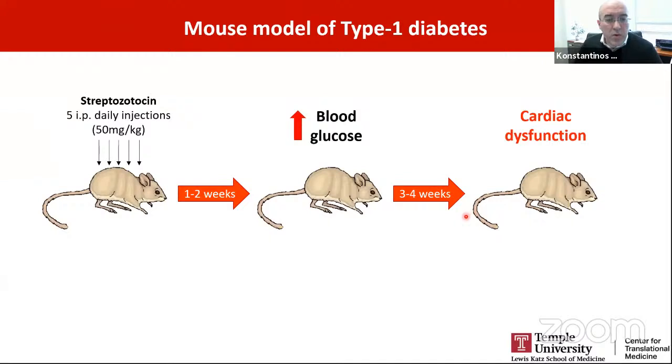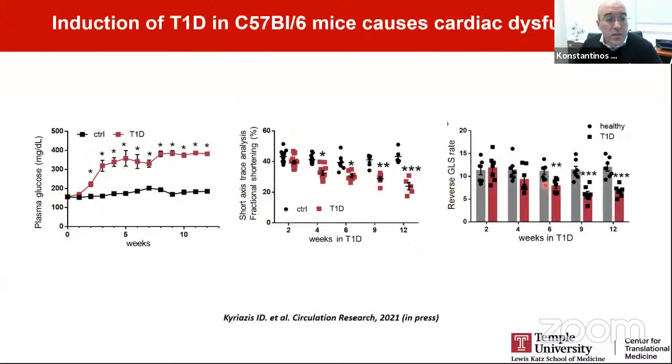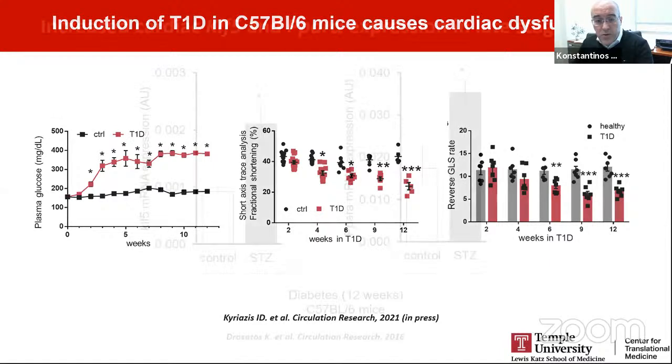So this is the model we use for mimicking type 1 diabetes. We inject mice with streptozotocin. We follow the protocol of 5 daily injections instead of a single high-dose injection. About 1 to 2 weeks later, the mice have high blood glucose, and by 3 to 4 weeks after streptozotocin injection, we observe cardiac dysfunction. Here you can see that the mice, after injection of streptozotocin, increase plasma glucose and eventually develop cardiac dysfunction, both systolic and diastolic.